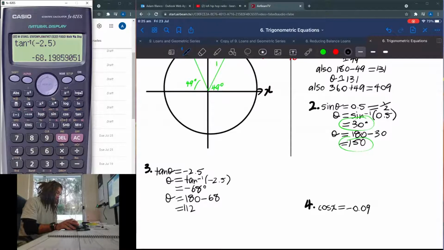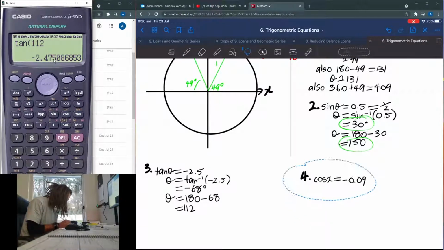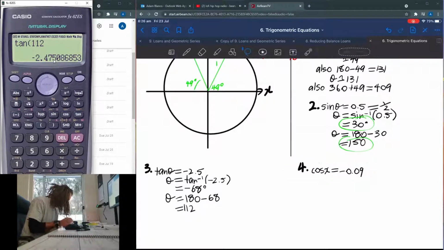I guess we should test that answer. I'm a little bit worried now. 112, negative 2.4. Have I rounded? Was that rounded? Yeah, it was rounded. Okay, that's why it's kind of close. Round that to one decimal place, no good. Okay, I feel like I should have drawn a picture. Oh well, too late now.